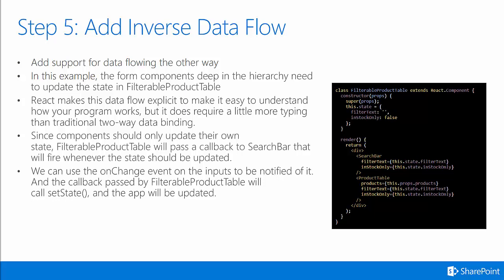Since components should only update their own state, filterable product table will pass a callback to search bar that will fire whenever the state should be updated. We can use the onChange event on the inputs to be notified about it, and the callback passed by filterable product table will call setState and the app will be updated. Though this sounds complex, it's really just a few lines of code, and it's really explicit how your data is flowing throughout the app.